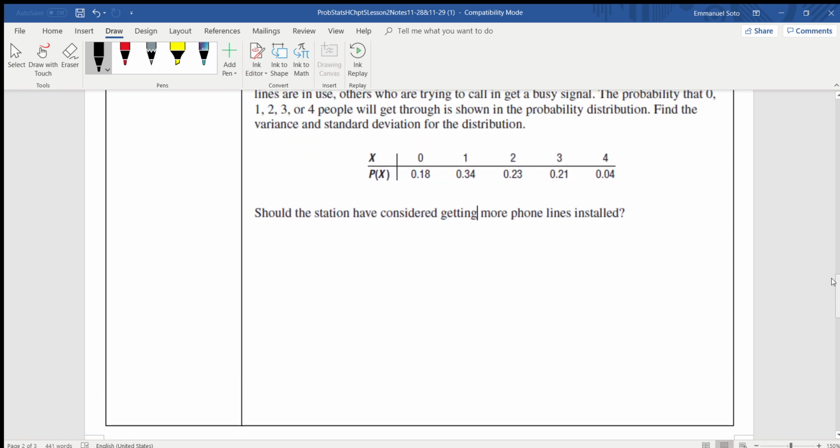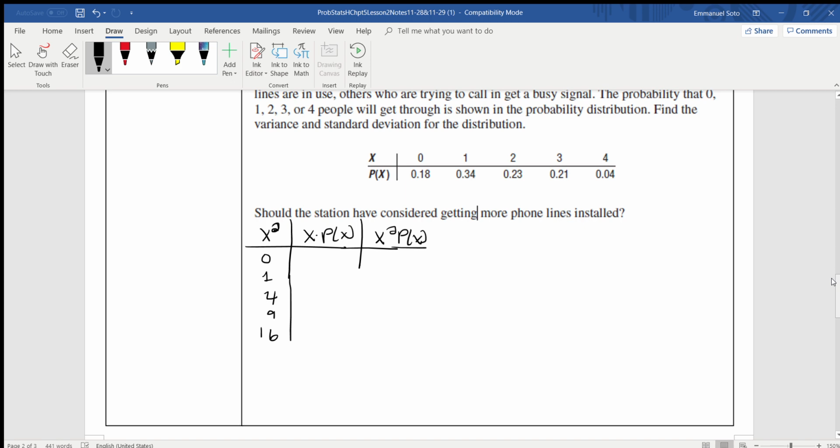So we are going to go ahead and include our other columns here. Since we have X and P of X, I'm not going to repeat it here. I'm just going to go ahead and do X squared. I'm going to do X times P of X. And I'm going to do X squared times P of X. So X squared is 0, 1, 4, 9, and 16.